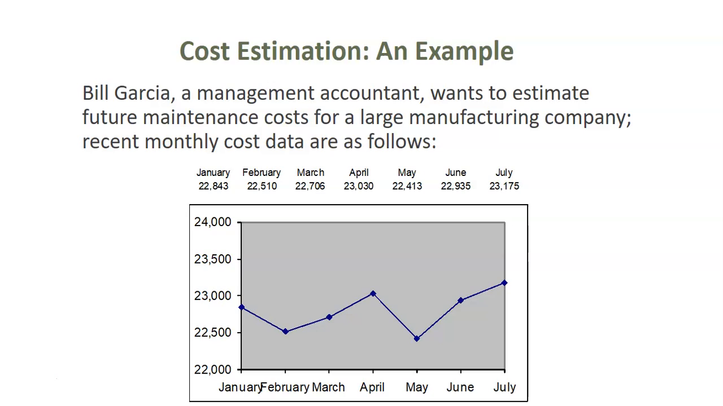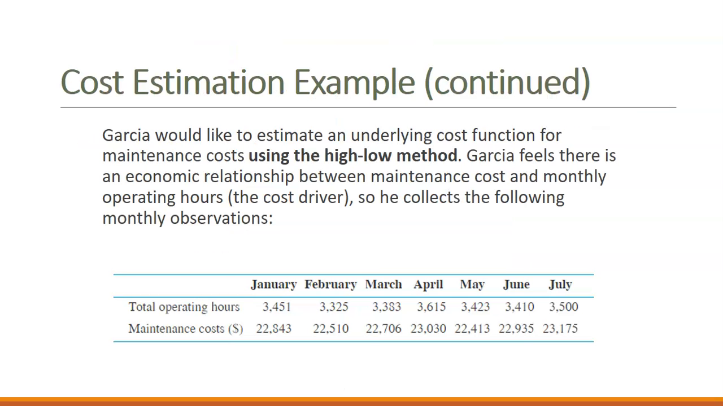So we're going to look at this example. We want to estimate what our future maintenance costs are for a large manufacturing company. We have information about our costs from January through July and the usage. So we've graphed that information. We're going to estimate first using the high-low method. So our accountant feels there is an economic relationship between the maintenance cost and monthly operating hours. That's our cost driver. So we've collected our total maintenance costs and our total operating hours.